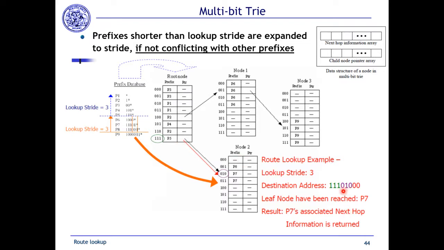In order to inspect node 2, you take the next 3 bits because the stride is equal to 3. In node 2, the 3 bits correspond to the address 010, so it's P7. Here you don't have any other pointer, so the path is finished, and therefore P7 is the final answer. You don't have to consider further bits.